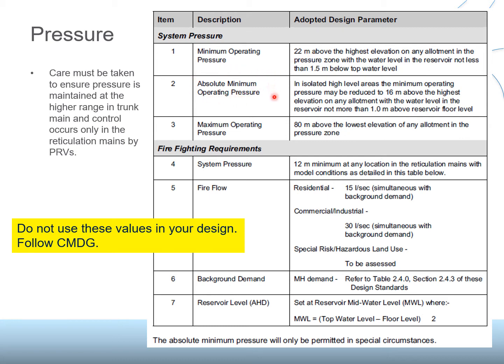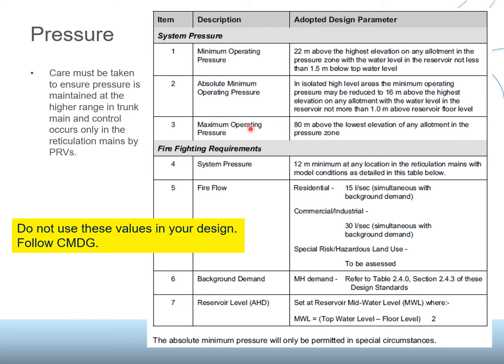Next one is the absolute minimum pressure. It says in only some isolated high areas, the absolute minimum pressure can go down to 16 meters. So the minimum has to be 16 meters. Even in some isolated high areas, you have to provide at least 16 meters of pressure, but it is only on those isolated areas.